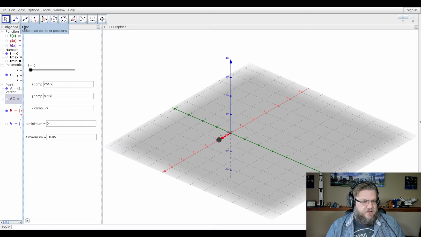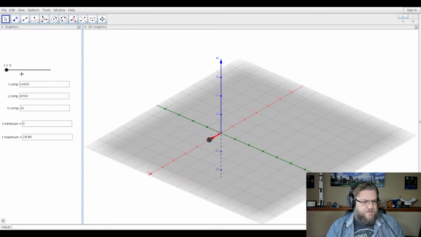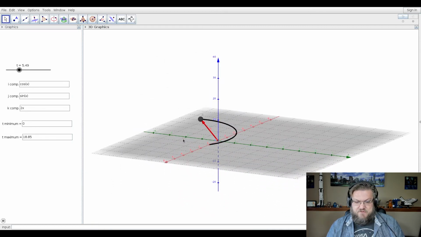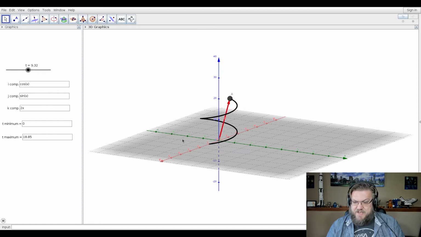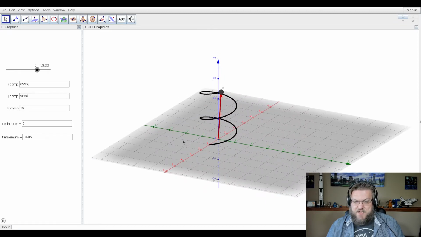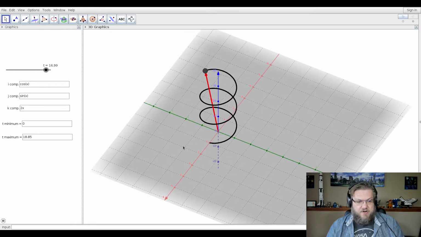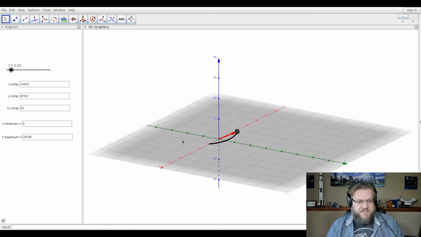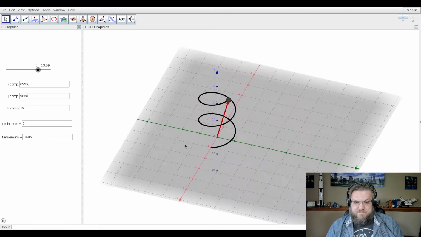Same idea. You have your I component, your J component, and your K component, right? And then your minimum T value and your maximum T value. And then you can animate this, and then it draws the three-dimensional version, right? So all that is just drawing that out, keeping track of where that particle is going, right? Plug in the T value, plug it into the three components, plot that vector, and track where it's been, right?